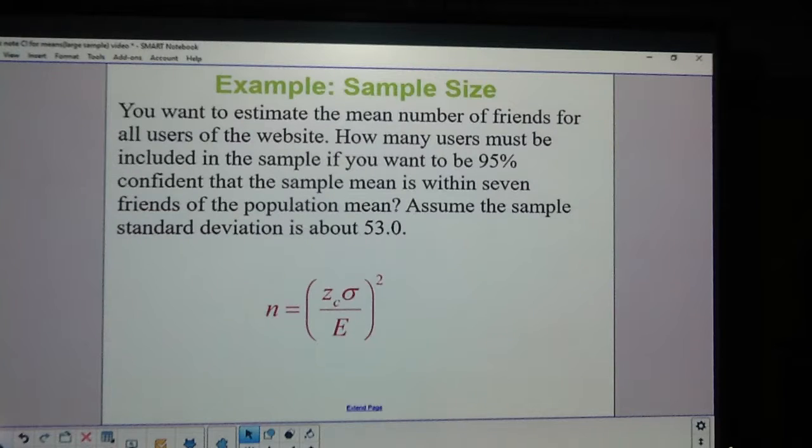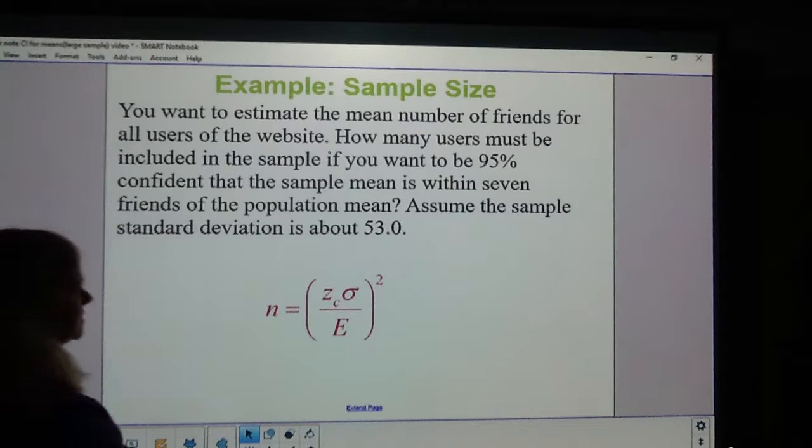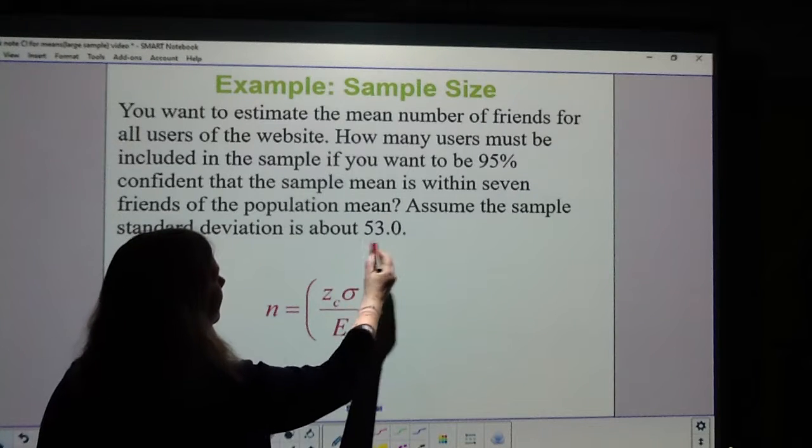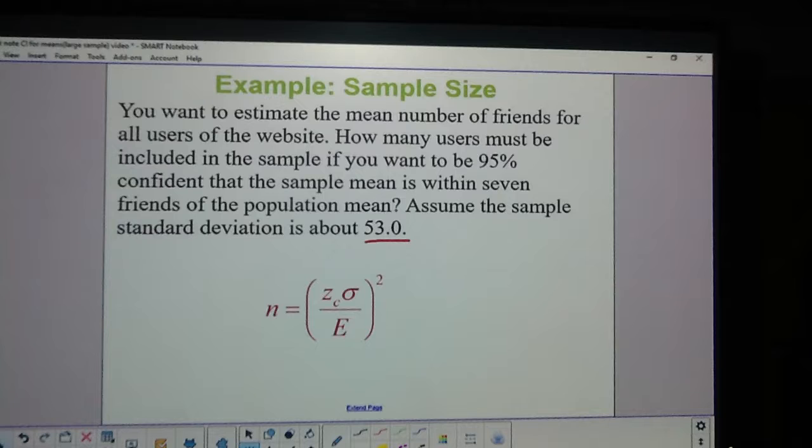So sample size, let's do an example. You want to estimate the mean number of friends for all users of the website. How many users must be included in the sample if you want to be 95% confident that the sample mean is within 7 friends of the population mean? Assume that the sample standard deviation is 53.